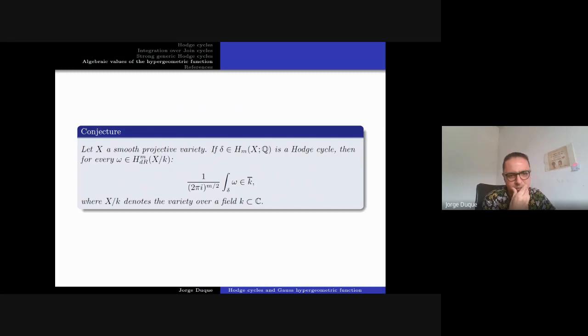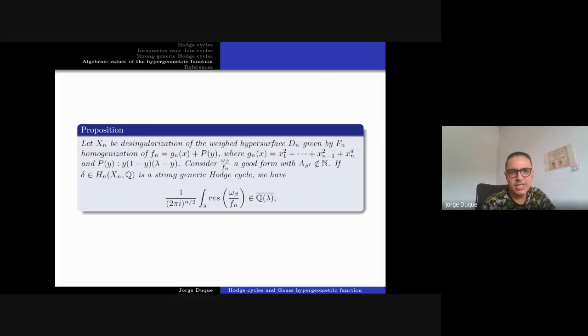For example, Deligne proved that this conjecture is true for the classical Fermat variety, even though the Hodge conjecture is not known. In this case, he obtained algebraic relations between values of the Gamma function. These are the same ideas that we are developing in this talk. Here we have a partial result in the direction of this conjecture.